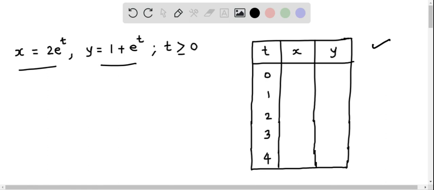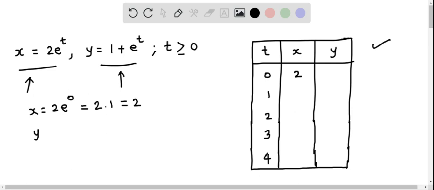So let's start to fill this table. When t equals 0, we have to replace it into the x as well as the y equation. I get x equals 2 times e raised to the power of 0. e raised to the power of 0 is 1, so 2 times 1 equals 2. Therefore, when t equals 0, x equals 2.